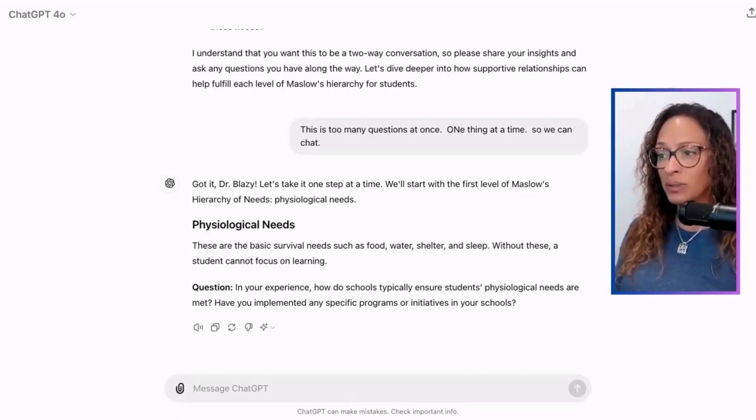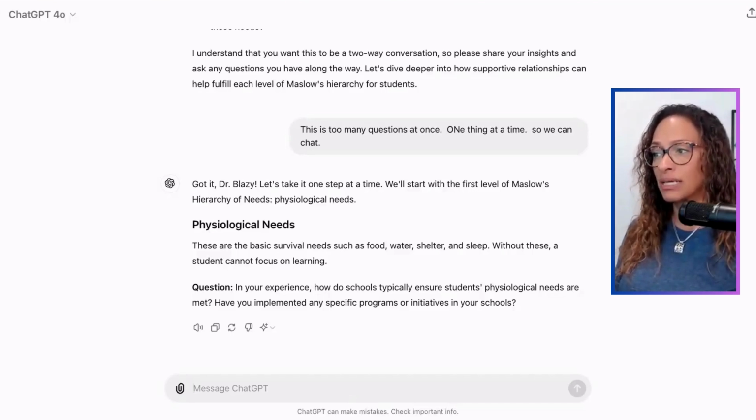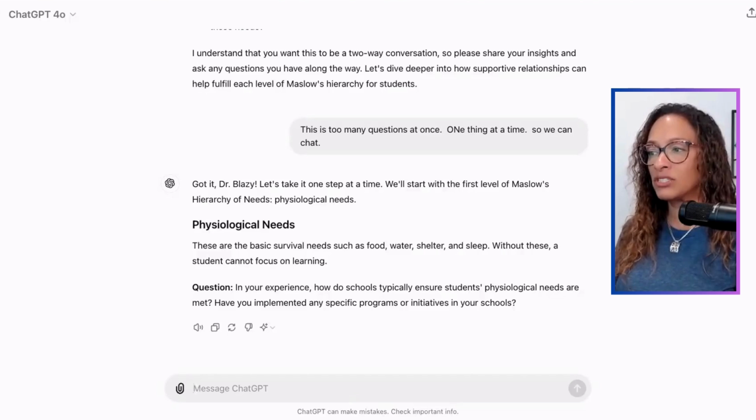That was a learning experience for the person that was serving students. They just didn't know that we don't tell students no when they're hungry. The person that was serving students didn't realize that that was very important. We created some training around what we need to do for students. So let's look at this question. In your experience, how do schools typically ensure students' psychological needs are met? Have you implemented any specific programs or initiatives in your school?